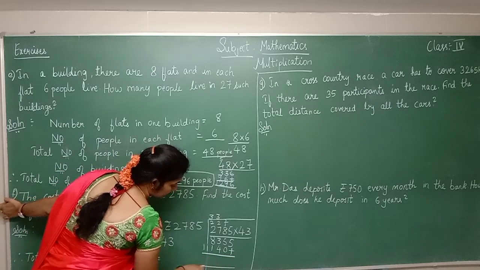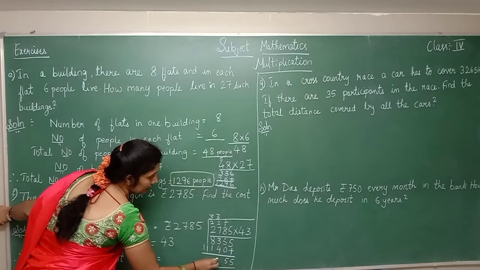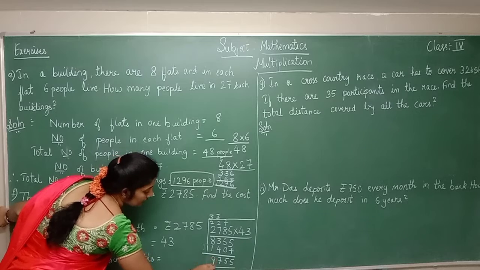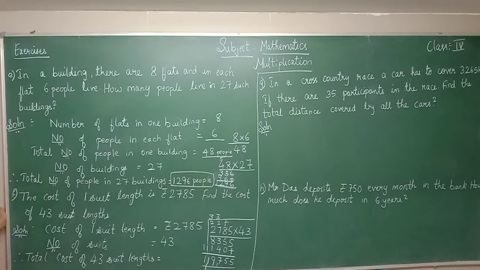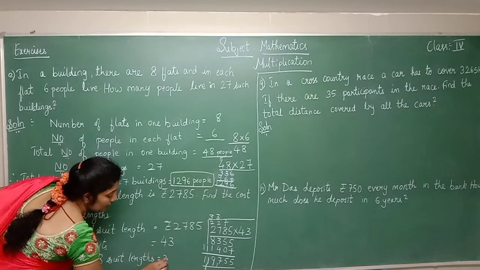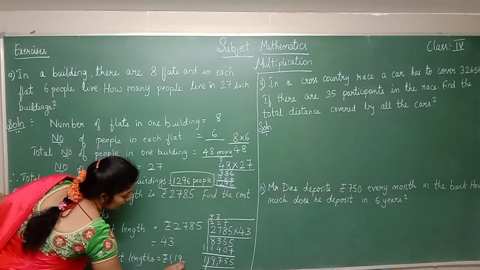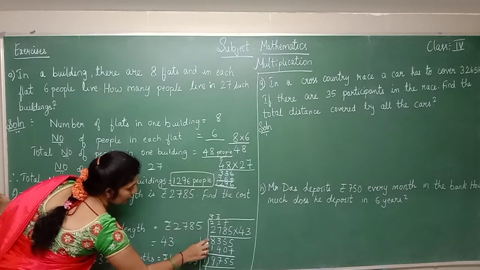Now you do addition. So 5 plus 0 is 5. 5 plus 0 is 5. 4 plus 3, 7. Then 8 plus 1, 9. 1 plus 0, 1. 1 plus 0, 1. So what is the cost of suit now? The cost of 43 suit length is how much? It is rupees. You have to mention your answer with rupees. Rupees 1,19,755. This is your working column.